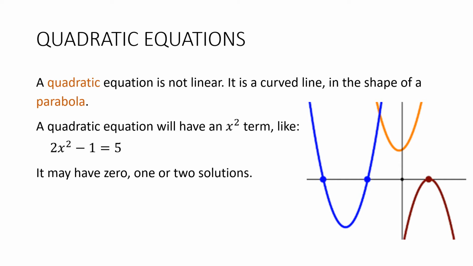Now here's the thing. It might have 0, 1, or 2 solutions. We can see these on these graphs here. So it's where it cuts the x-axis. So this one's got 2 solutions, this one's got 1, and this one never cuts.